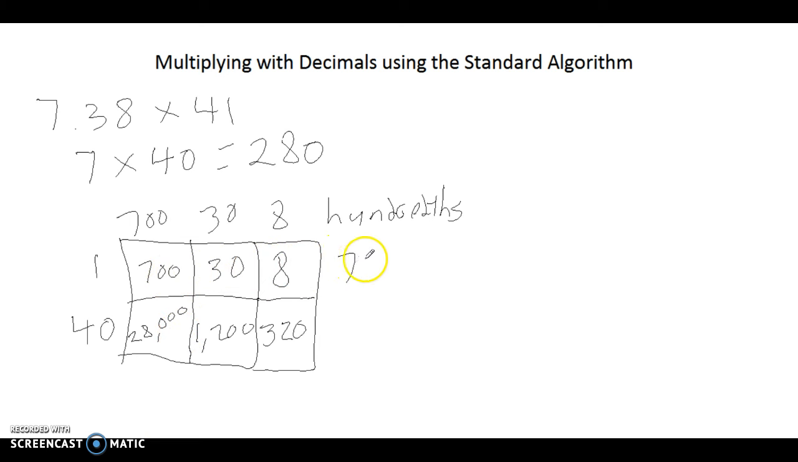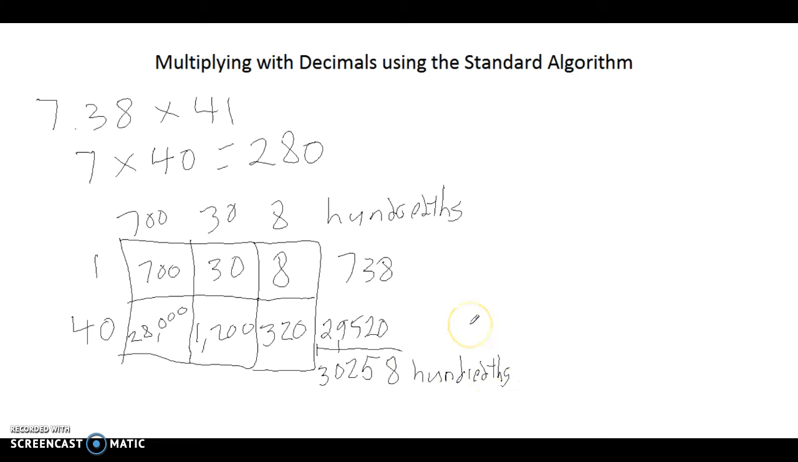So we have 738 and then 29,520. We want to keep our place values lined up to make it easier to add. We get 8, 5, 7 plus 5 is 12, 9 and 1 is 10, and then 3. So 30,258. Now remember, these are hundredths.